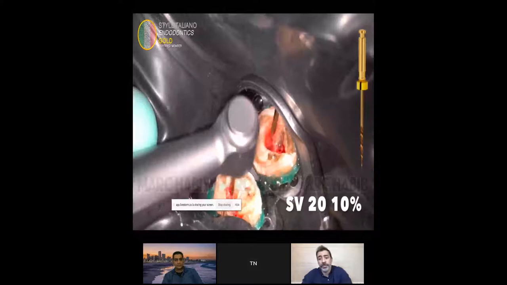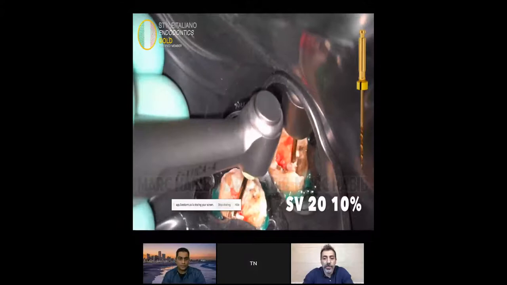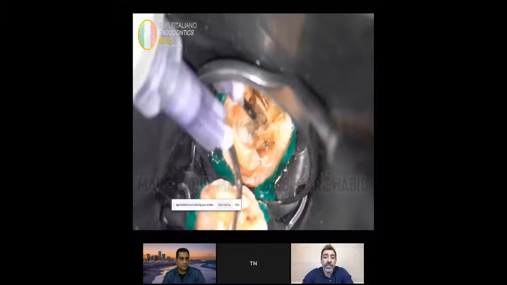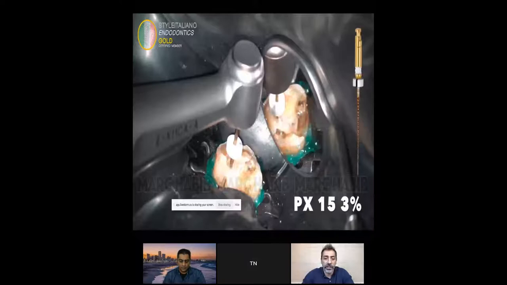Once I do my distal canal, I do my mesiobuccal canal, and then I go for my mesiolingual canal. So here as well, I'm going to use my SV to pre-flare always on the walls that are naming the canal. Mesiobuccal, MB, and mesiolingual. After the working length, I go for my glide path file, the mechanical glide path file, the PX 15.3%.